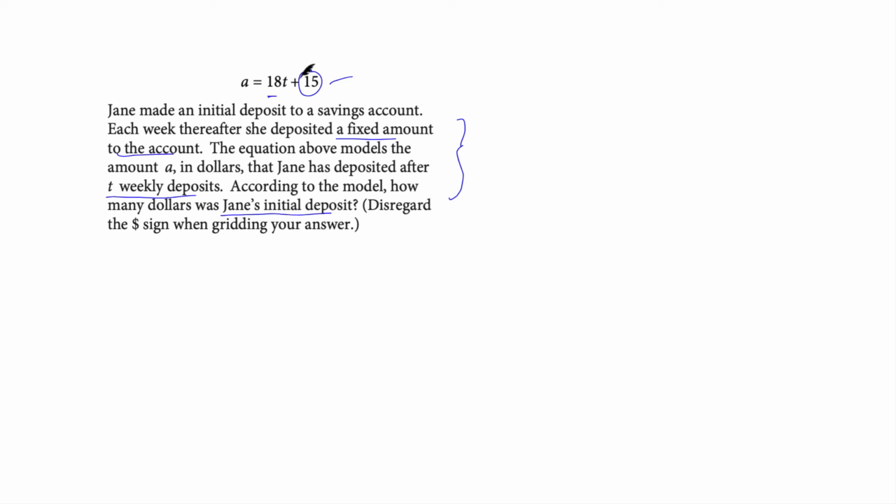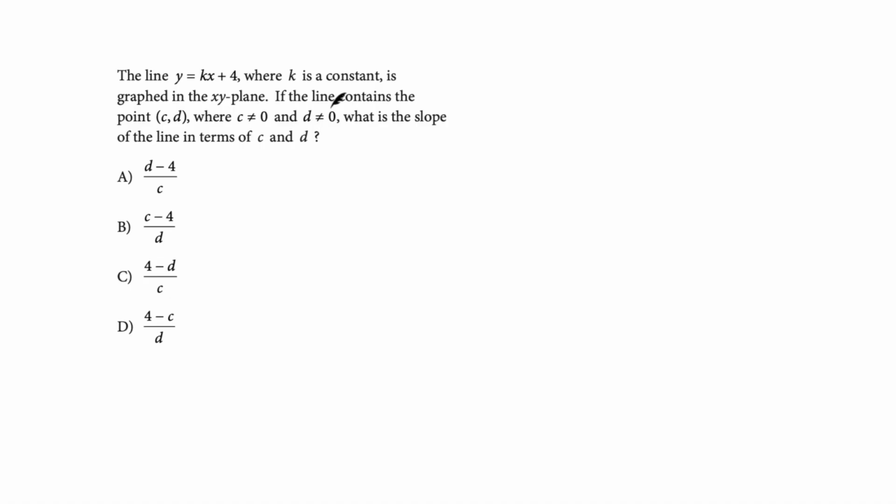T is the number of weeks. So let's say if I replace T with 1, what is happening? You are getting 18 more dollars. So this is the amount that she is depositing every week. If T equals 0, what is A? It is 15. So this is the amount that she deposited initially. Very simple. Let's see whether this question is challenging enough or not.